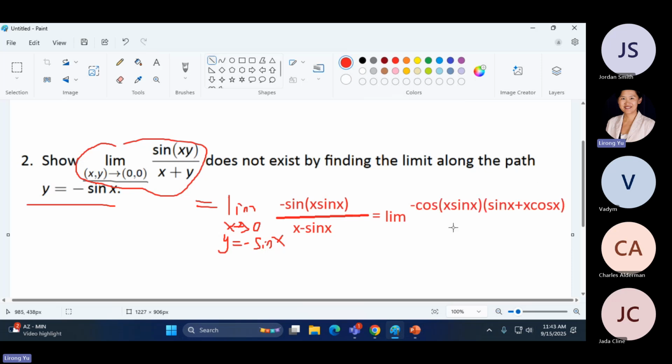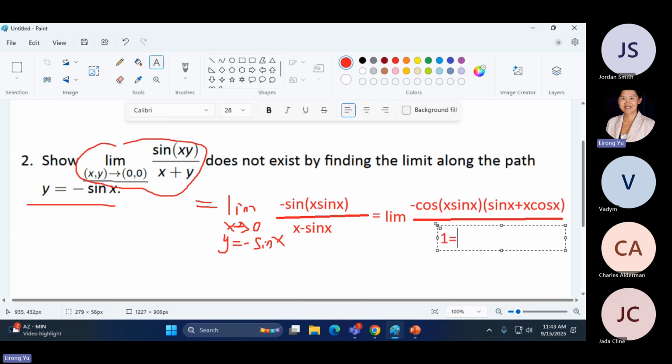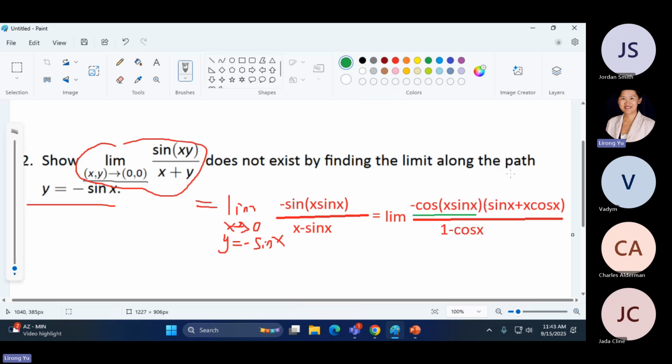According to L'Hopital, the denominator also has to be differentiated. And that's slightly easier. The derivative of x equals 1, the derivative of sine x equals cosine of x. And when x is approaching 0, the denominator is 1 minus cosine 0. We still can't evaluate it. Cosine x approaching 0 is cosine 0, approaching 1. So we can see this limit is not 0. That's not going to be a problem.